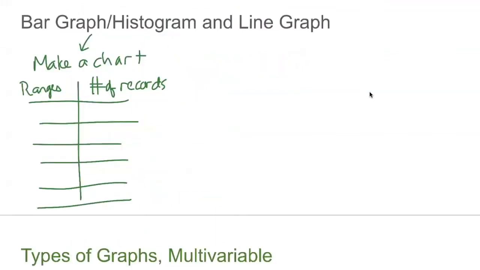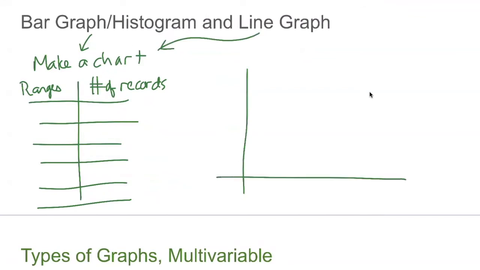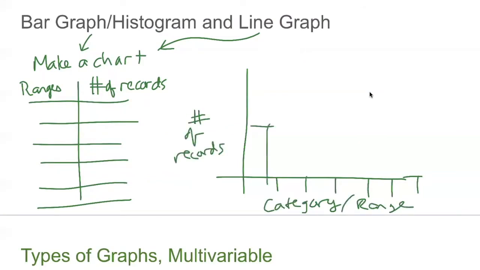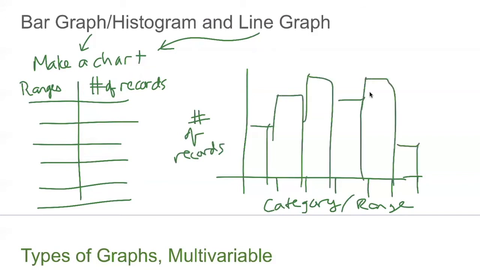That's going to be true also for the line graph. The idea is you would have one spot for each category or range, and over here you would have the number of records, and then you can just draw bars. If you want to make a line graph instead, you're just connecting up the points at the tops of the bars. Same idea, same visualization, and it gives you a sense of the spread of the data.